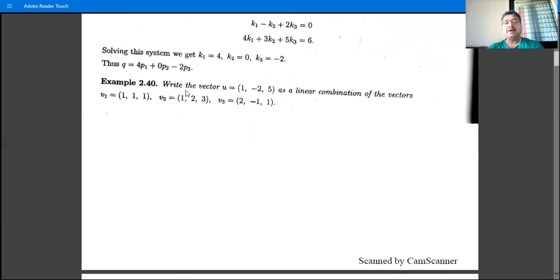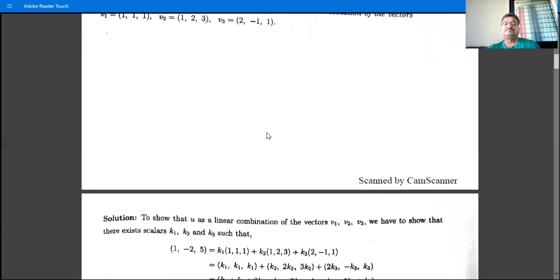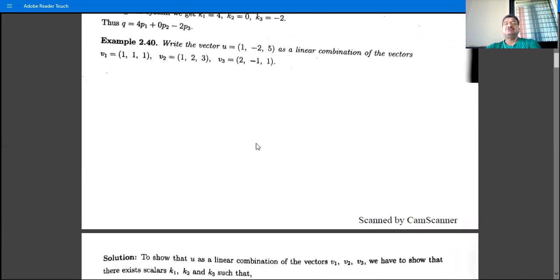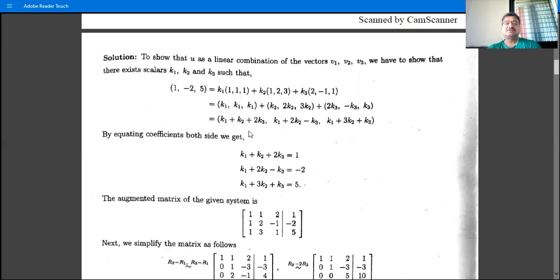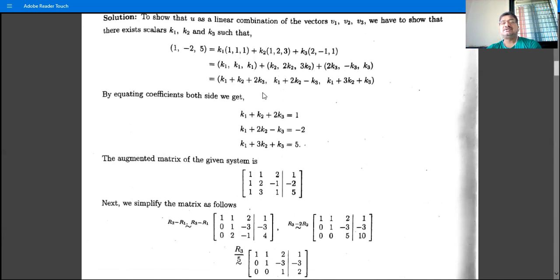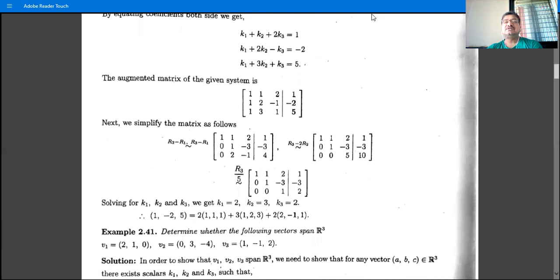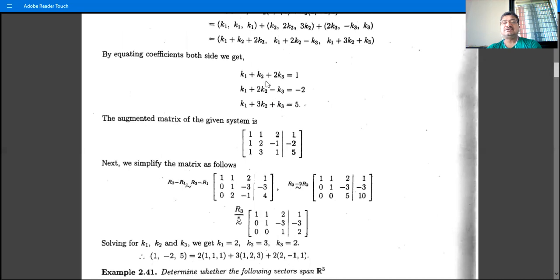So these are elements of R3. All these U, V1, V2, V3 are elements of R raised to 3, the vector space of three-tuples. And what are the addition and scalar multiplication in that vector space? Usual addition and usual scalar multiplication. So we have this, and by equating the LHS and RHS, we have K1 plus K2 plus 2K3 is 1, then K1 plus 2K2 minus K3 is -2, and similarly this is equal to 5. So this is a system having three equations and three unknowns.